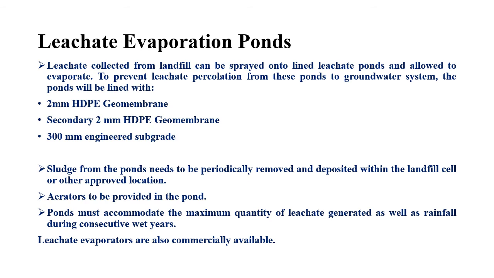So next, one of the other methods of managing leachate collected from the landfill site is to build an evaporation pond for the leachate at the site itself. Now these ponds work this way: the leachate collected and removed out of the system will be sprayed onto these lined leachate ponds.